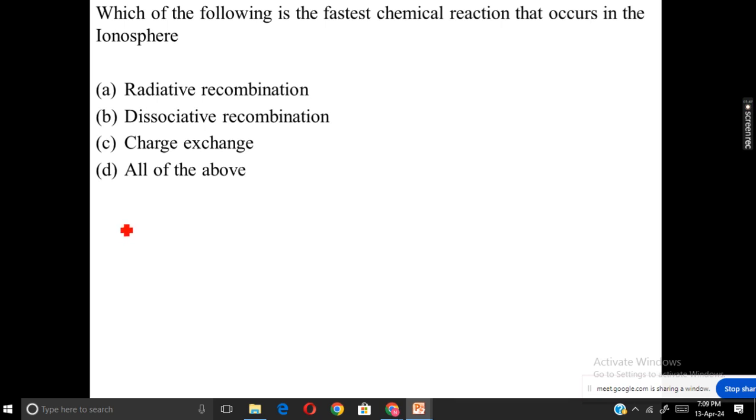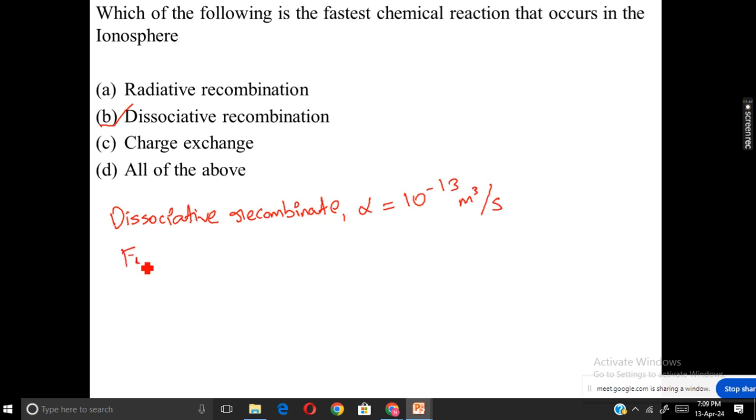In the case of dissociative recombination, the recombination rate, which is alpha, is of the order of 10 raised to minus 13 meter cube per second, whereas for all other recombinations, it is of the order of 10 raised to minus 18.